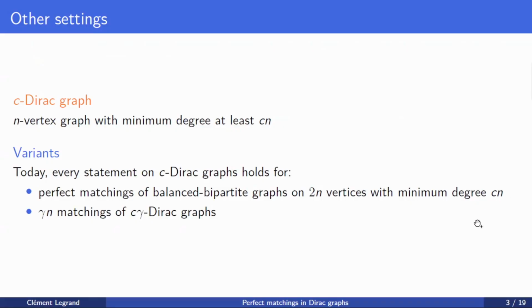Also, if you're trying to find a matching that is not a perfect matching, but a fraction, like only gamma n edges for some gamma, if you just multiply the constant here, you will get the same result. So what I'm saying is that, up to multiplying by some natural constant, everything holds for partial matchings and for balanced bipartite graphs as well. I will only focus on general graphs, but you can generalize this result.